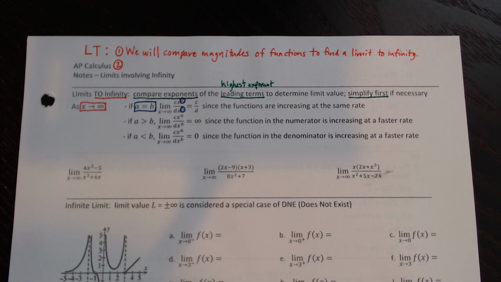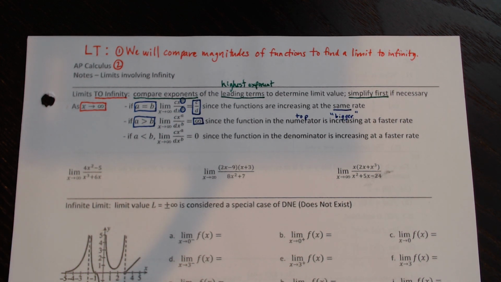The reason that we are coming up with that ratio as our final limit value is because we're looking at the rates of the two functions. We're trying to see which function may be increasing larger, faster than the other. And in this scenario, since they are increasing at the same rate, they basically cancel each other out, and you're left with just the coefficients.